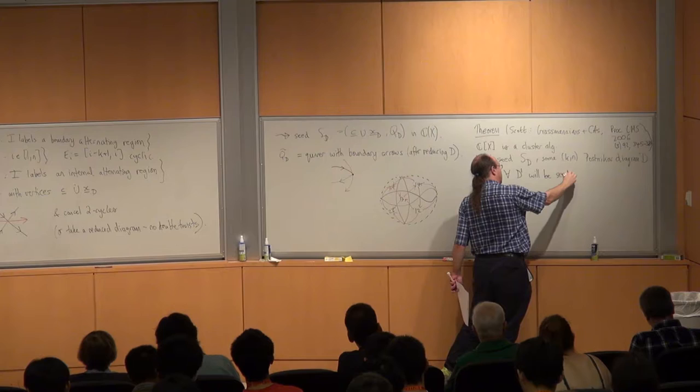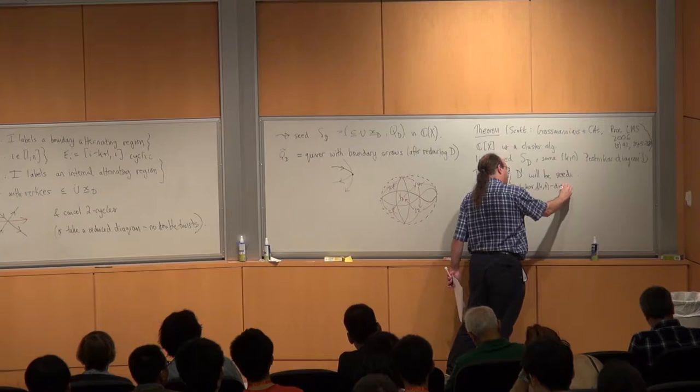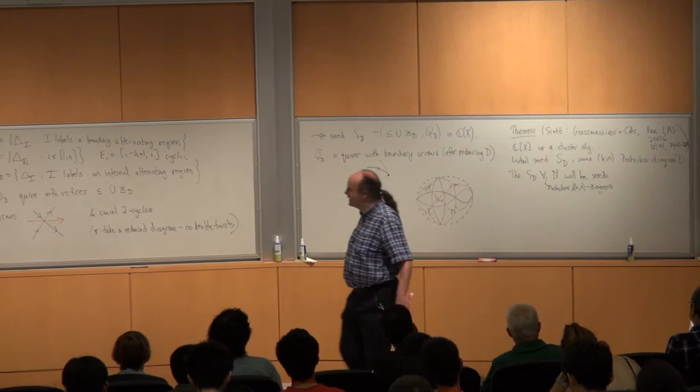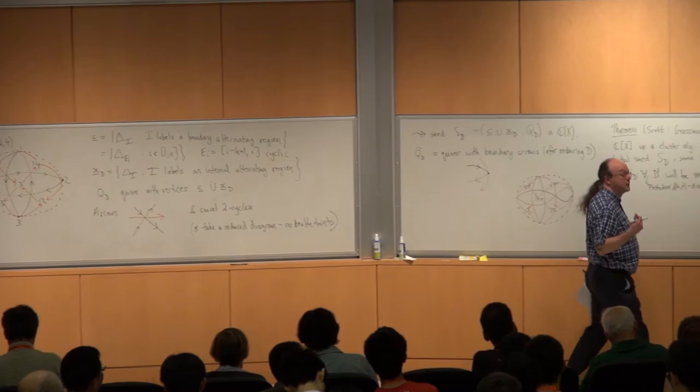So for all Postnikov K and n diagrams. If you've got one of these seeds, you can mutate it and get all of the others. You'll get all of those diagrams appearing in this sequence. And it follows from that, because every Plücker coordinate appears in some diagram, that all of the Plücker coordinates are cluster variables.